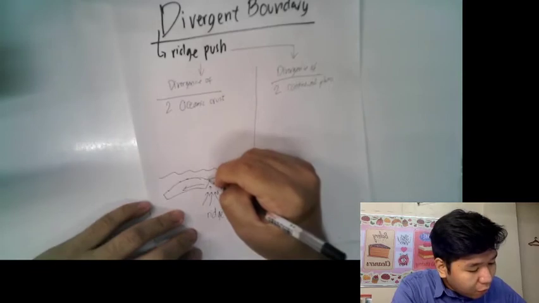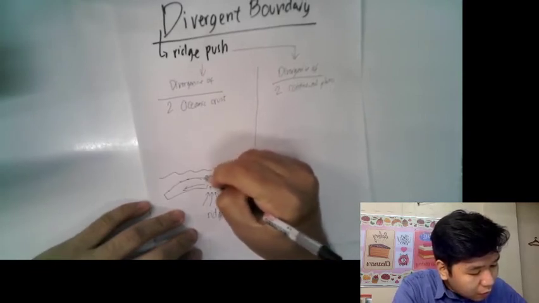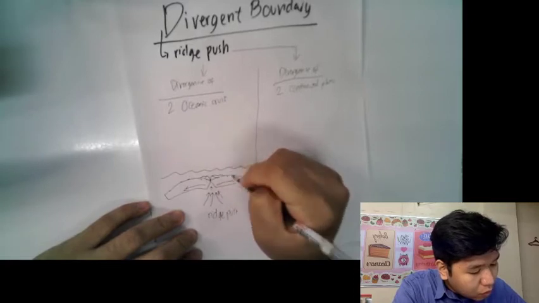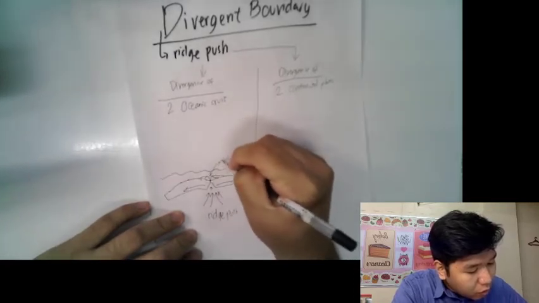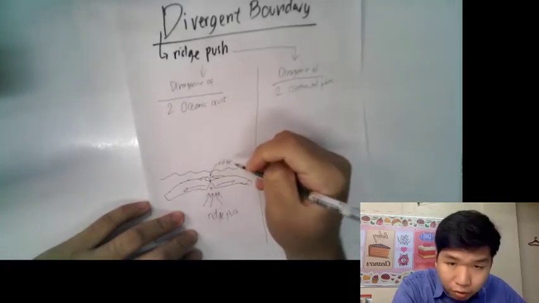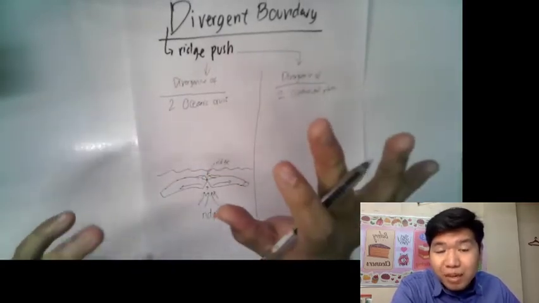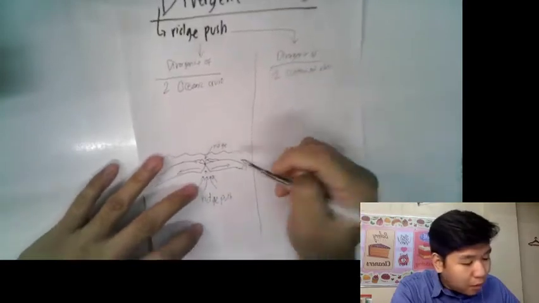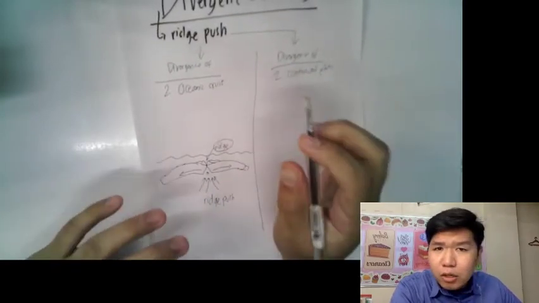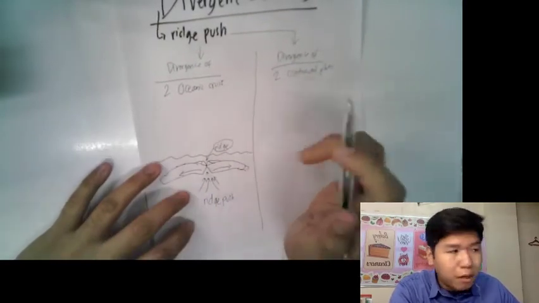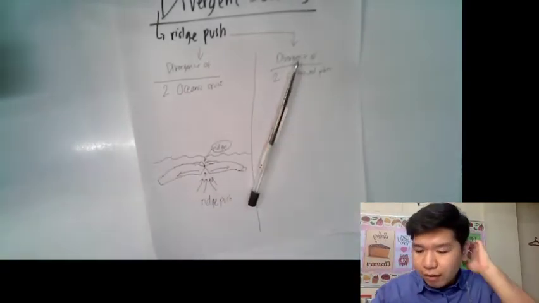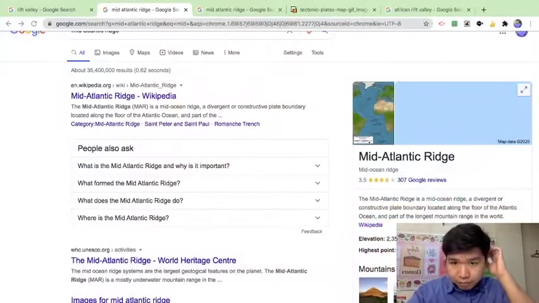So, sir, what is the landform that is formed here? The landform formed here is going to be something like this. This is what's called a ridge. A ridge is different from a trench, because a trench is produced by a convergent boundary, but a ridge is produced by a divergent boundary.